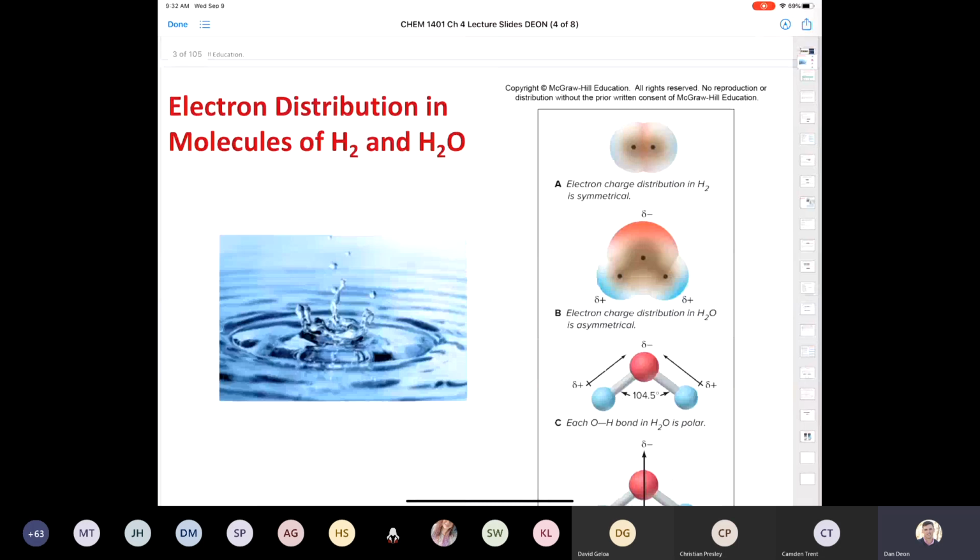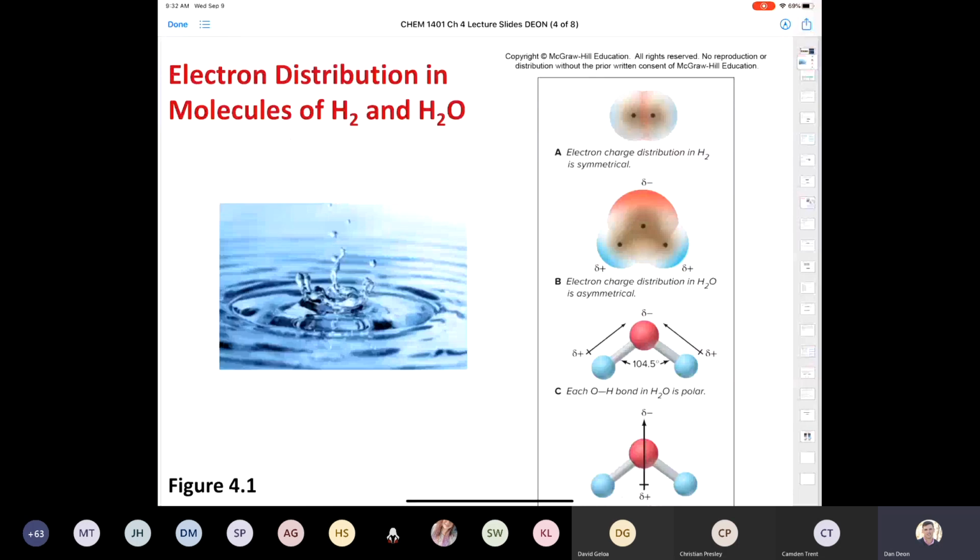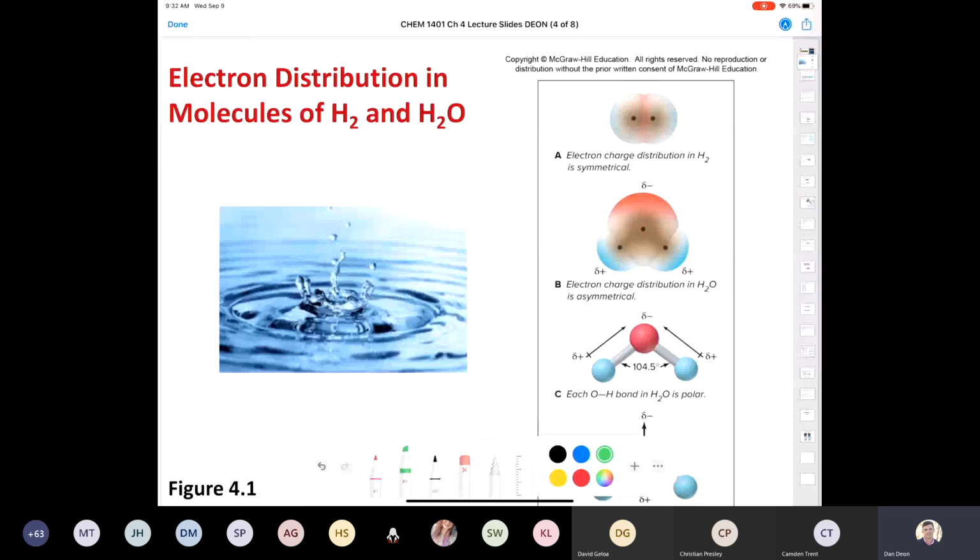It says here, the electron distribution in molecules of H2 and H2O. So let me just kind of walk you through what's going on here in this slide. If I have two atoms of hydrogen bound together, I get hydrogen gas, which is H2, okay? And that's what's being shown here. Now remember, both of the atoms, hydrogen and hydrogen, those are identical. And so the electron distribution in the molecule is going to be symmetrical. You see how everything is symmetrical here.